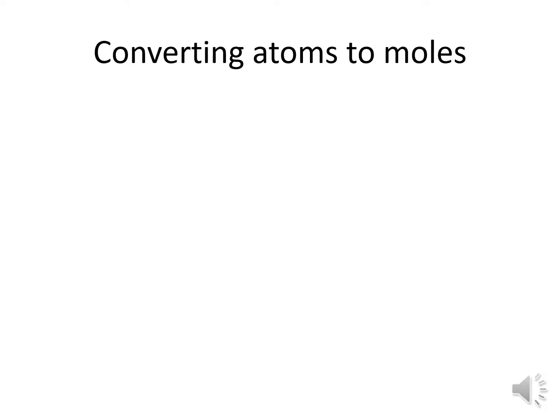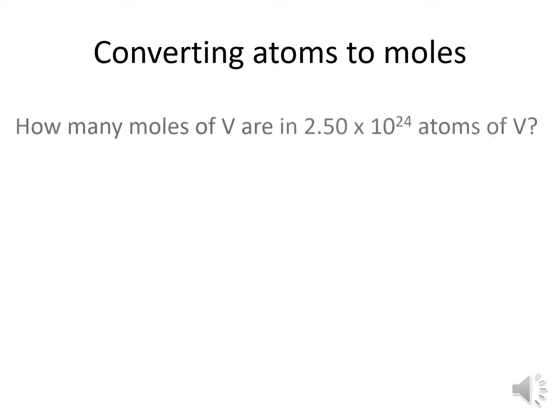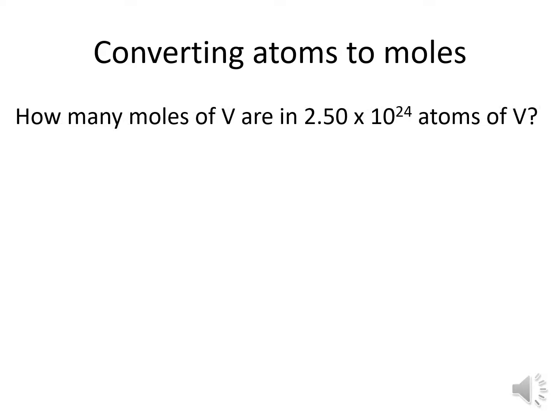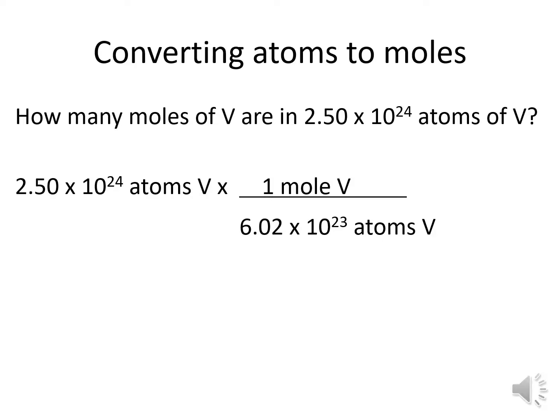If I'm going the other direction, converting atoms to moles, let's say I want to know how many moles of vanadium are in 2.5 times 10 to the 24th atoms of vanadium. I take 2.5 times 10 to the 24th atoms of vanadium times the conversion factor, 1 mole of vanadium over 6.02 times 10 to the 23rd atoms. Comes out to 4.15 moles of vanadium.